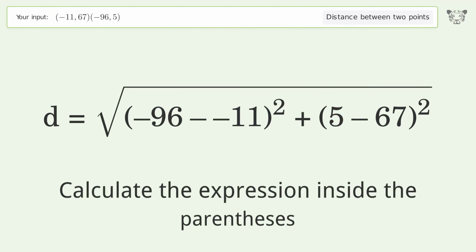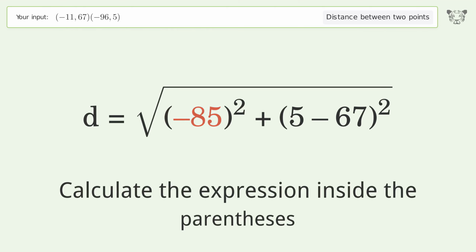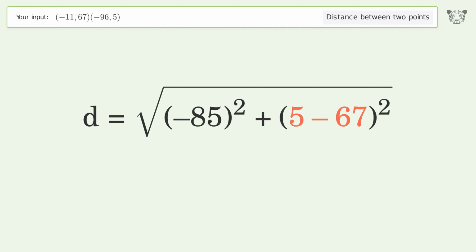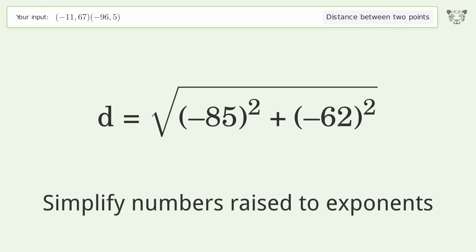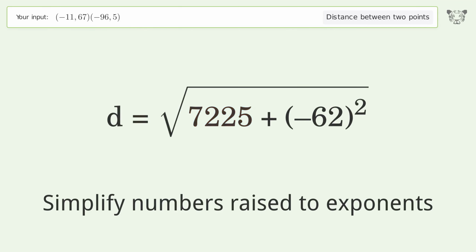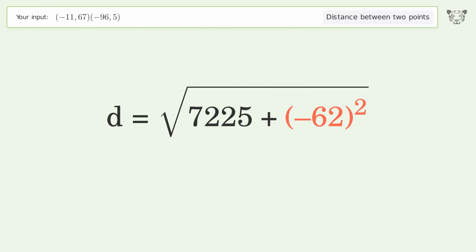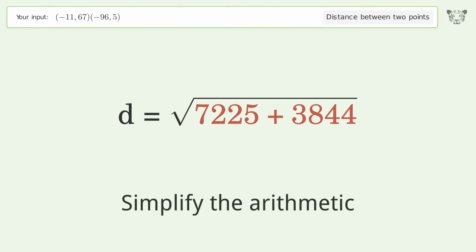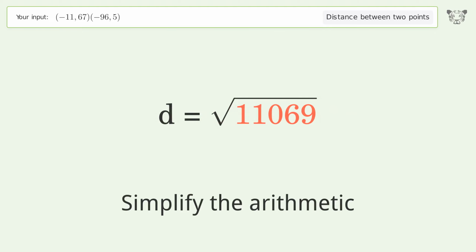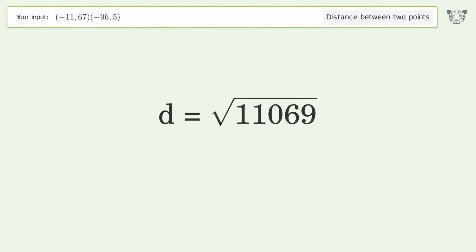Calculate the expression inside the parentheses. Simplify numbers raised to exponents. Simplify the arithmetic. And so the distance between the 2 points is the square root of 11,069 or 105.209.